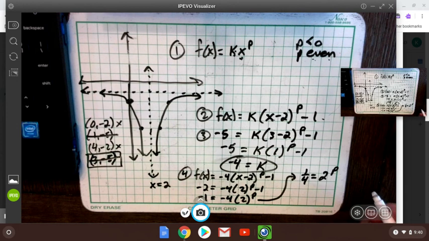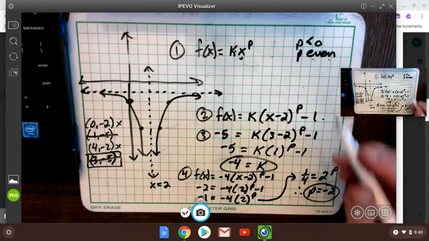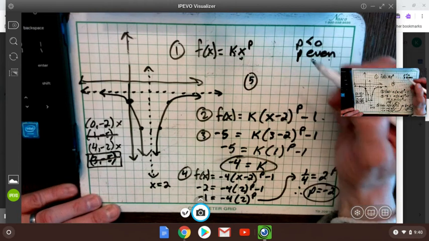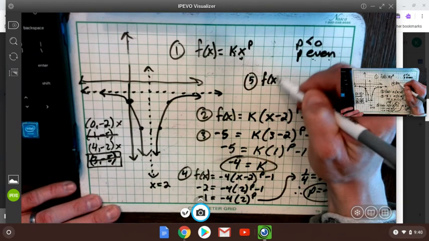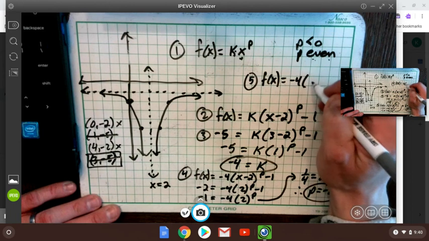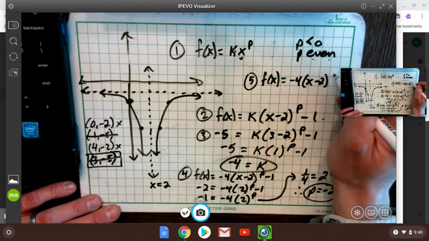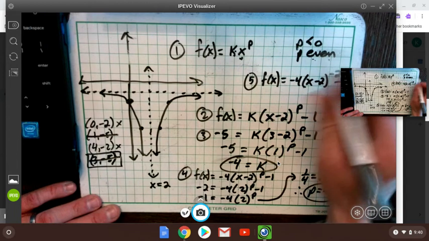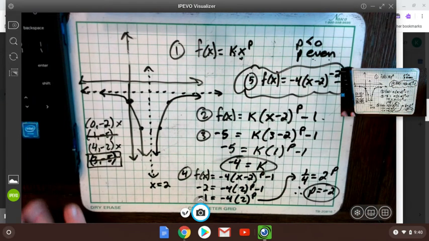Now, some of you are like, oh, should I do logs? Well, I'm hoping, since you're pre-calc students, that you know 2 to what power will give you 4. Okay, that's all we're doing here. So 2 to what power will give you 1/4? -2. And we are done. We have found both the k and the p. I guess there is a 5th step. Maybe we're not done. The last thing is to actually just write the equation, which would be -4 quantity x minus 2 to the -2 minus 1. And that is the overall answer.